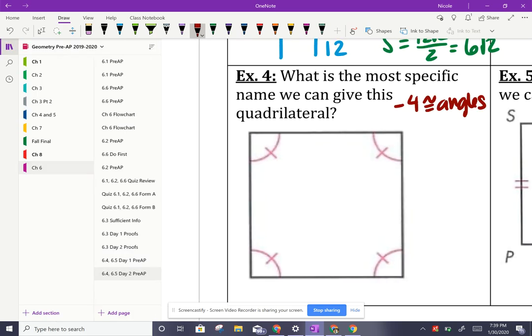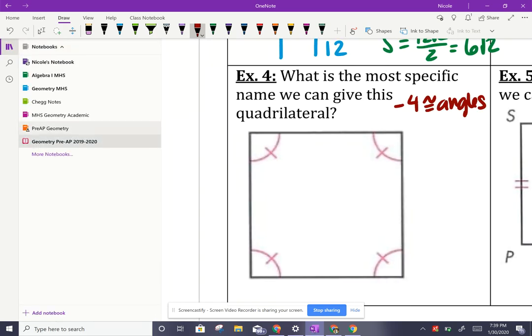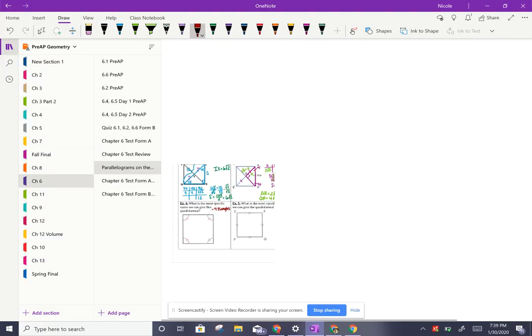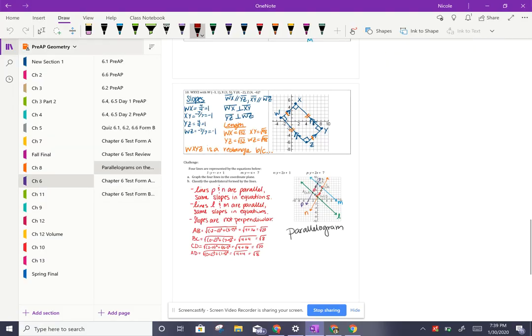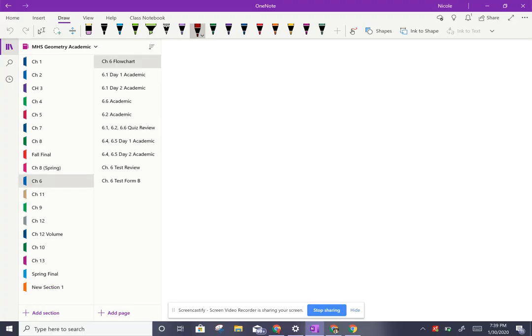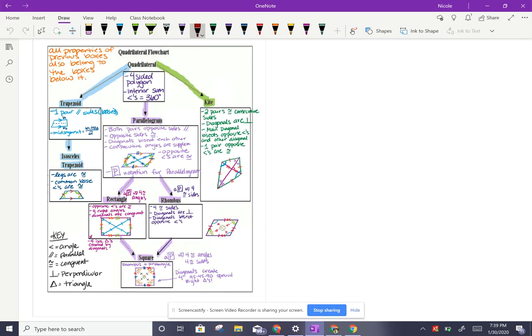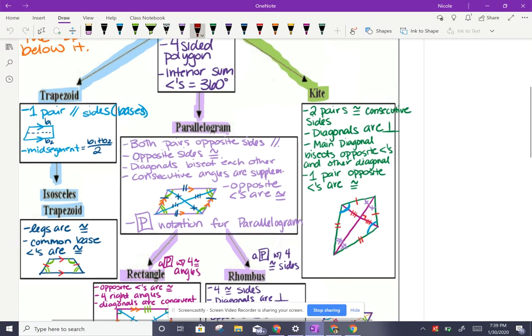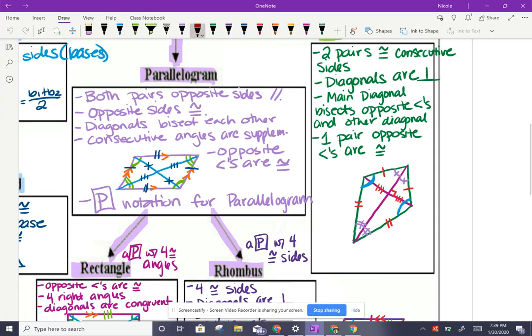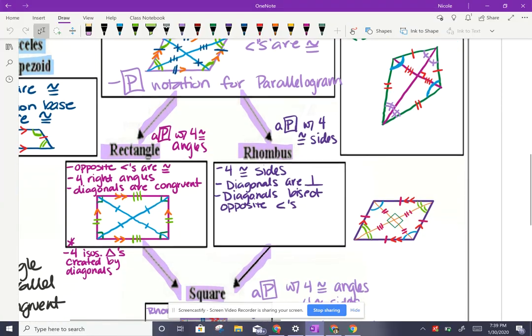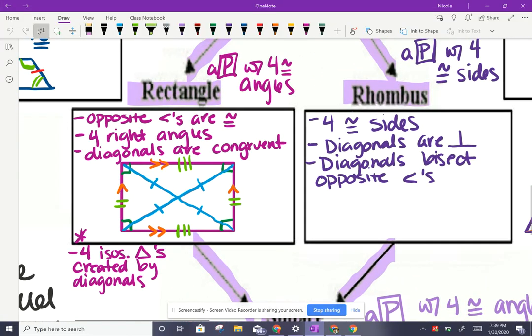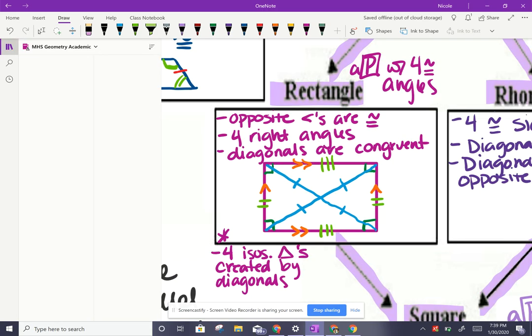Let's see if I can pull mine up. I think it is here. So 4 congruent angles. So is it a parallelogram? Do we have 4 congruent angles here? No, it's definitely not a kite. Oh, looky here. Rectangle has 4 congruent angles. So it's going to be a rectangle unless we see anything else marked.